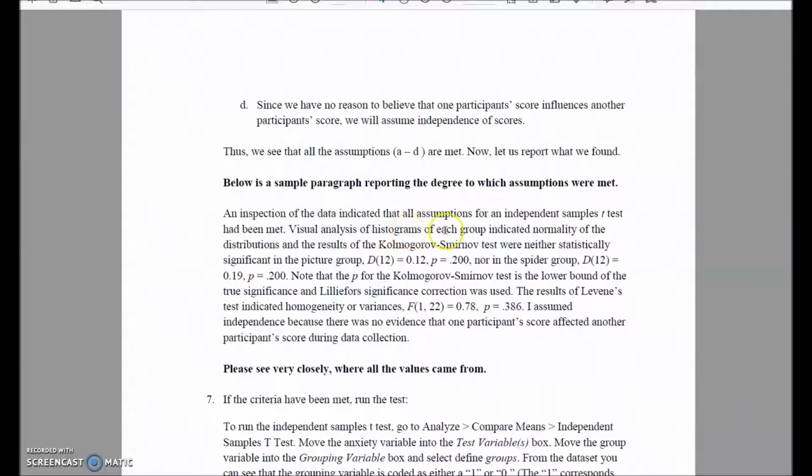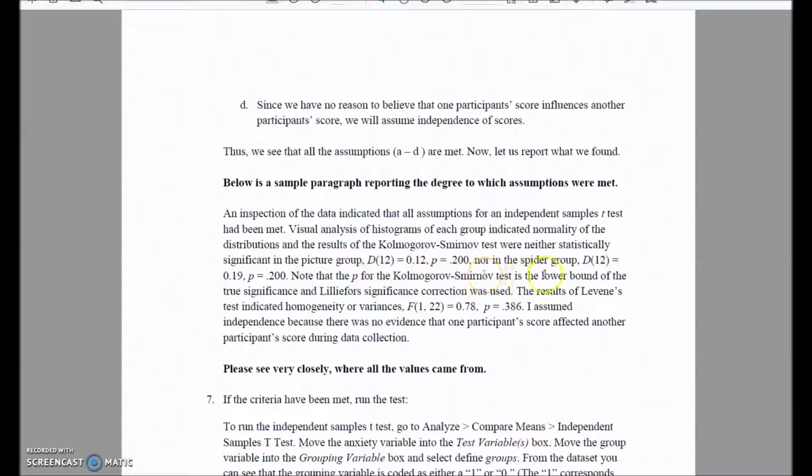Visual analysis of the histogram indicated approximately normal distribution, and the results of the KS test were neither statistically significant, because they were above 0.05. Remember, it needed to be greater than 0.05, so they weren't statistically significant. Less than 0.05 is when they would be statistically significant. So that means they do satisfy the normality condition.